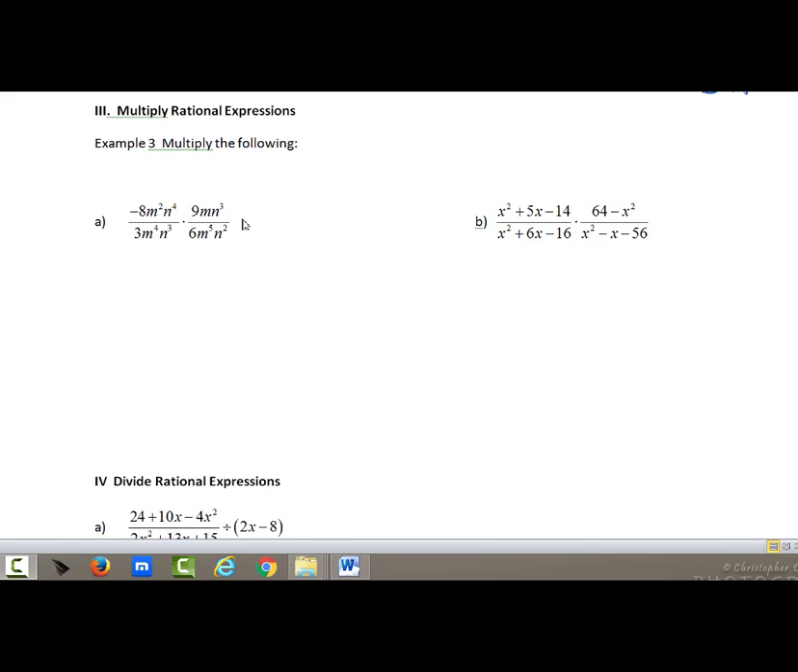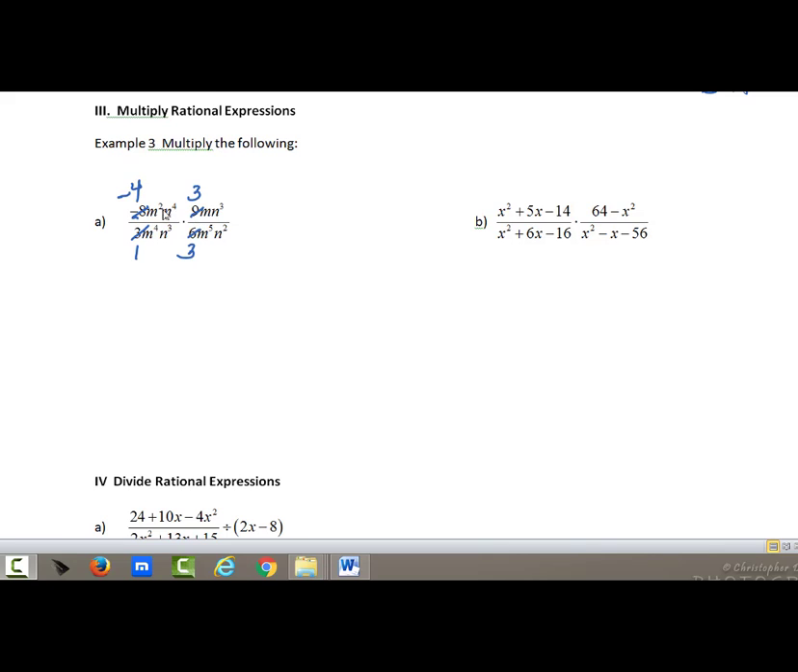So the first one we're going to look at is, again, one that has monomials. In this case, before you multiply, I would cancel the numerical factors first. And so when I look diagonally here, I know 3 goes into itself once, goes into 9 3 times. 6 and 8 have a common factor of 2, so 2 goes into 6 3 times. 2 goes into -8 -4 times.